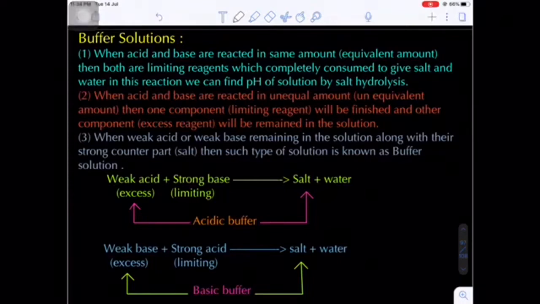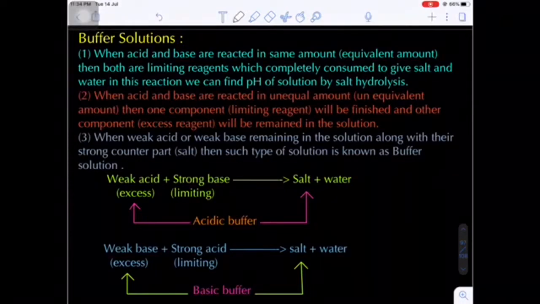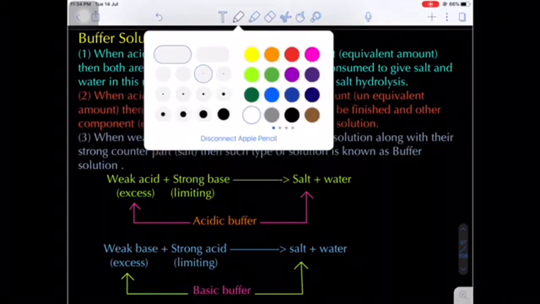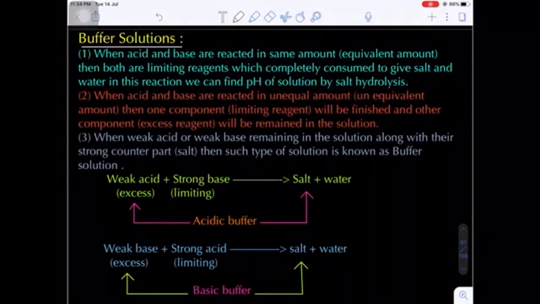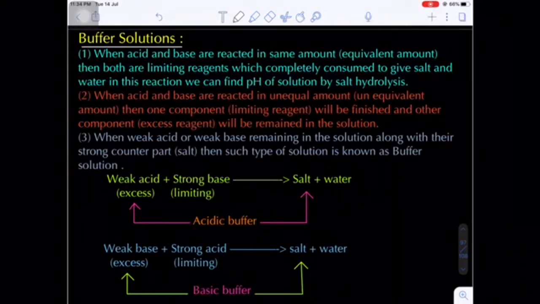Now in today's lecture we are interested in a very new topic, that is buffer solutions. This is a very important topic from the IIT point of view, and the NEET point of view also. Now, what is the definition of neutralization? When an acid combines with a base to form salt and water, that is called neutralization.